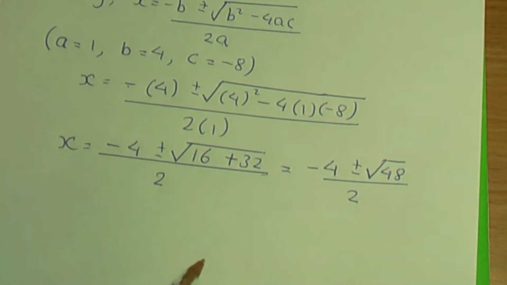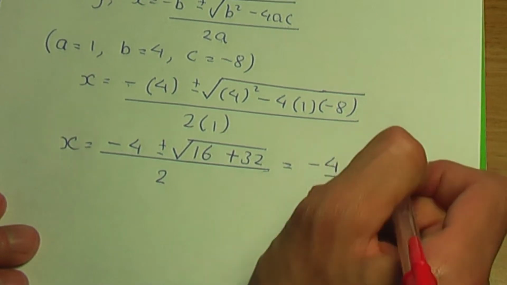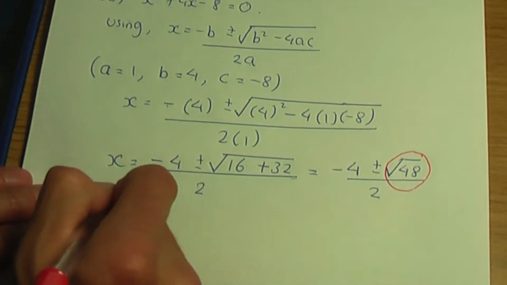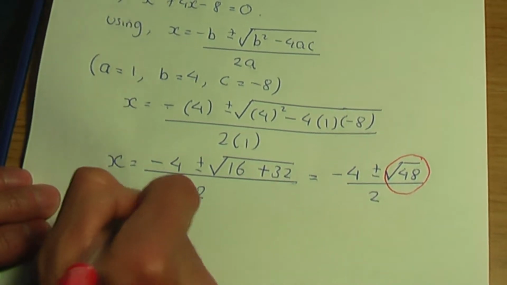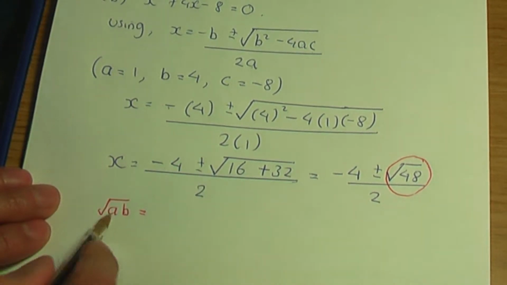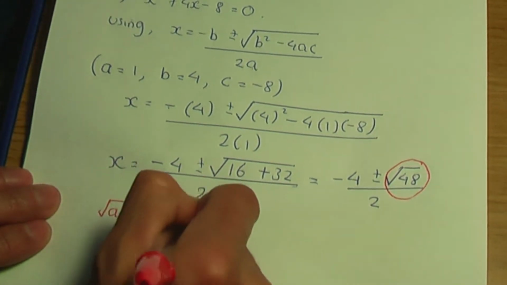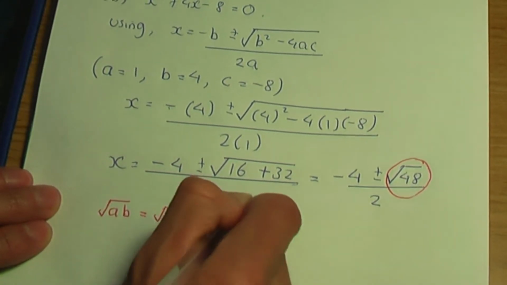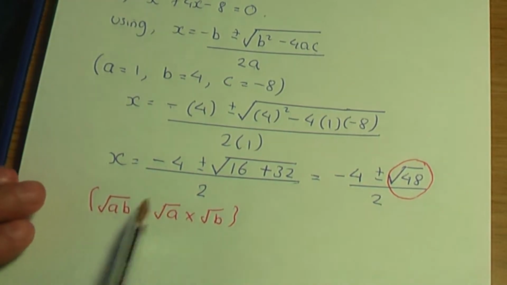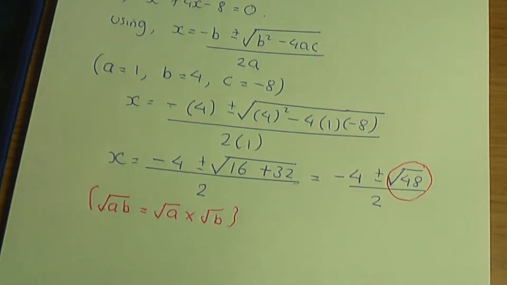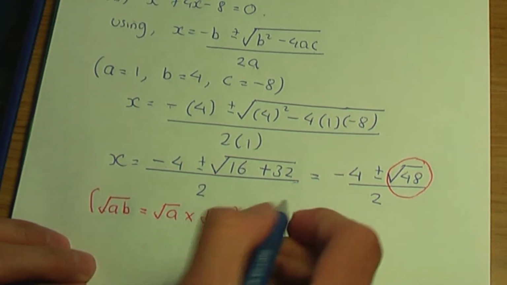Now let me pause there for a moment. Now think about this. We can simplify this root 48, and we can use one of the rules for surds, the rule that root AB is the same as root A times root B. So let's apply this rule to simplify root 48.